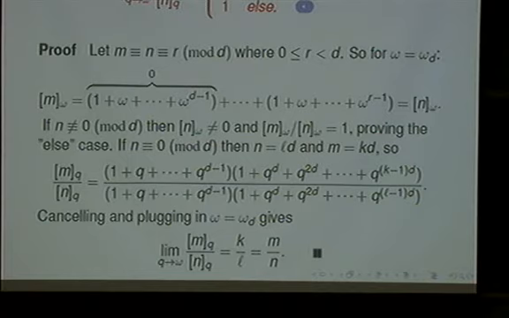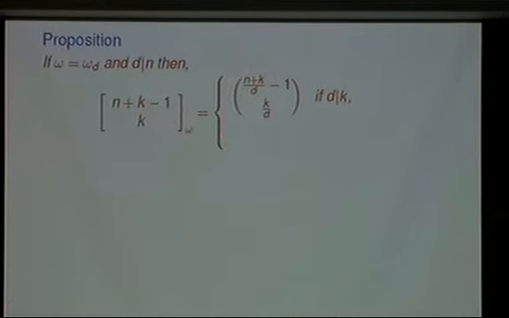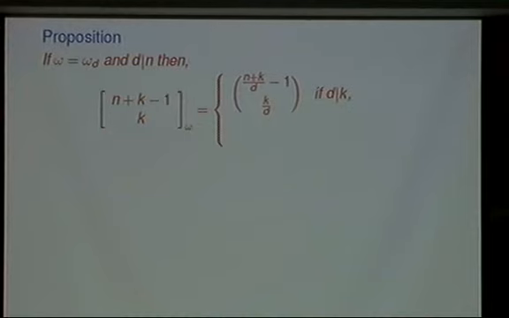Now we're going on from there, and what we really want is to plug these into these q-binomial coefficients. And here again, it turns out to be very nice. So if d divides n, and omega is a primitive dth root, and I plug it into n plus k minus 1 choose k, which was the thing we were interested in, our cyclic sieving polynomial: if d divides k, I just get the corresponding binomial coefficient where I divide everything that's divisible by d. The minus 1 has to stay where it is. And otherwise, I get 0.